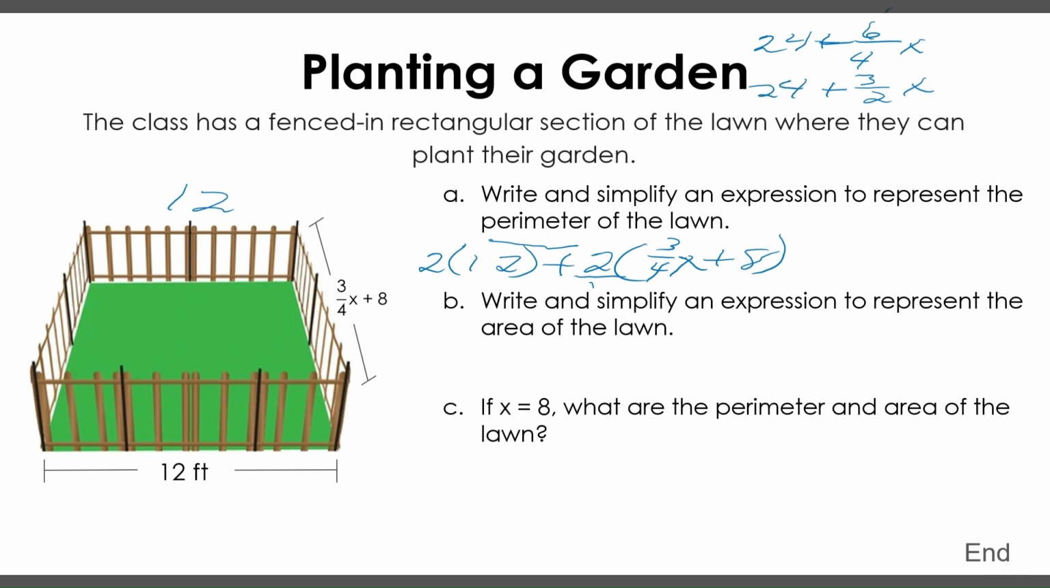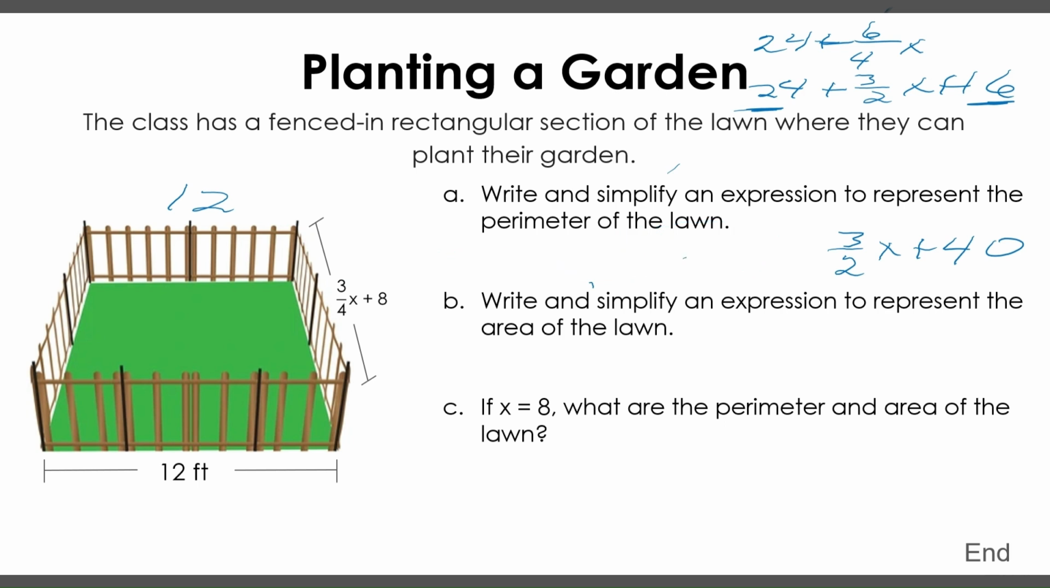All right, and then the last thing is 2 times 8. So we did the first one already. We do 2 times 8 now, which is 16. So here we have 2 constants and 1 variable. So the answer here is going to be 3/2 x plus 40. So I'll go ahead and erase that other because it looks confusing here. All right, so that is the perimeter formula.